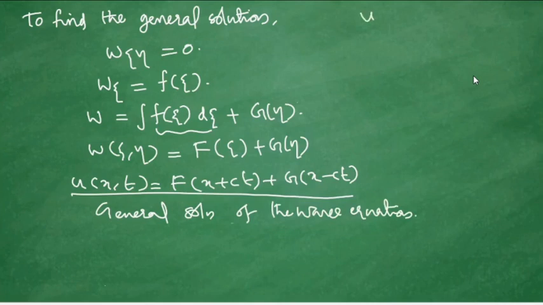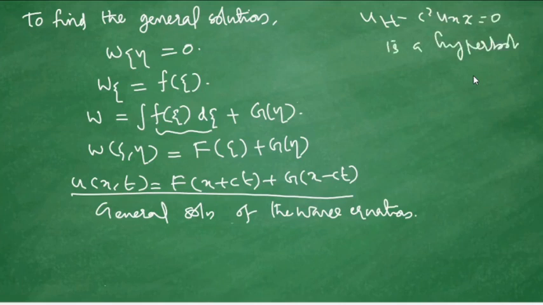We know that the wave equation u_tt - c² u_xx = 0 is an example of a hyperbolic equation, since b² - ac is positive. Now the general solution of the wave equation is of the form u(x,t) = f(x + ct) + g(x - ct), where f and g are two real functions belonging to C², that is, f, g belong to C². That means twice continuously differentiable functions.